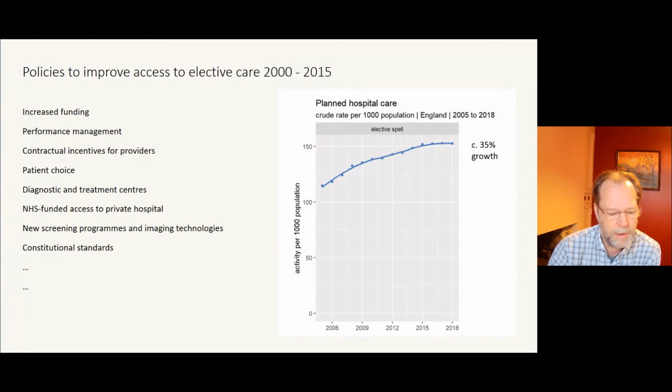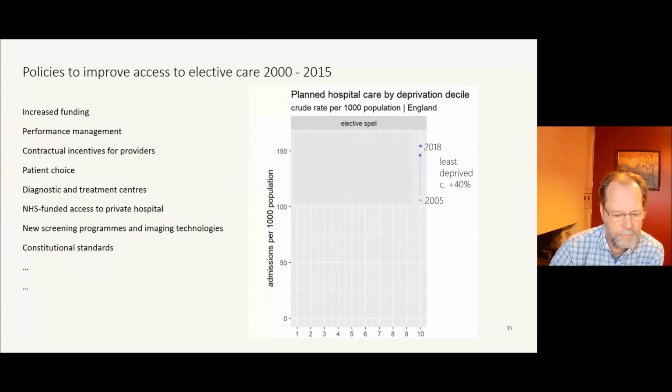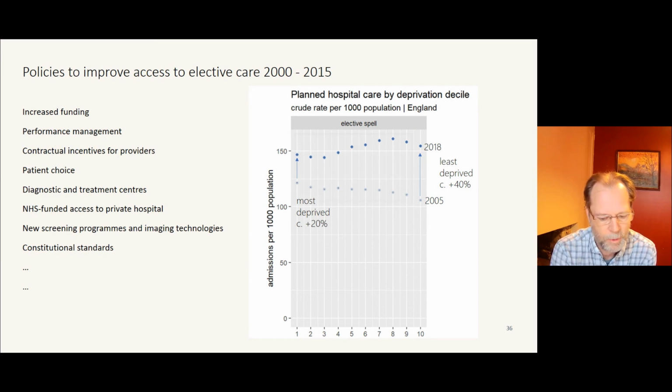But who saw the greatest benefits from these changes? Whilst people living in the most affluent areas saw rates of elective admissions increase by more than 40%, people living in the most deprived areas saw rates increase by only 20%. So whilst everyone saw benefits, those benefits did not fall evenly. And incidentally, these differences cannot be explained with reference to the demographic characteristics of the two groups.